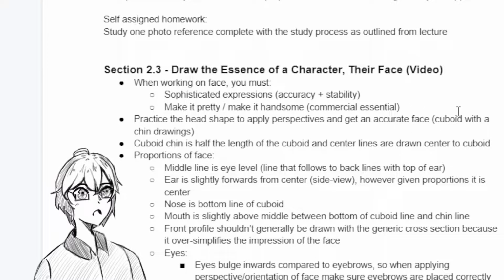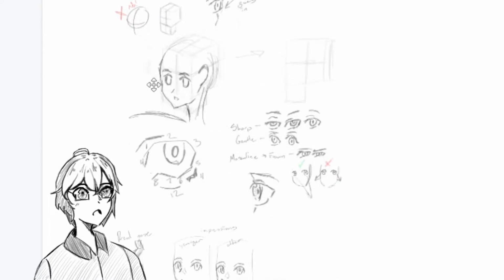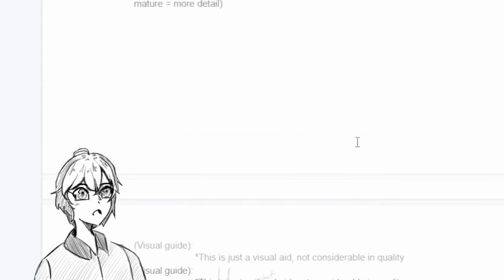with a cuboid with a chin drawing, which is going to include mainly these, where you have the cube and you've got a little chin area there, and we're mainly going to be drawing these in perspective in order to draw more accurate faces and expressions.